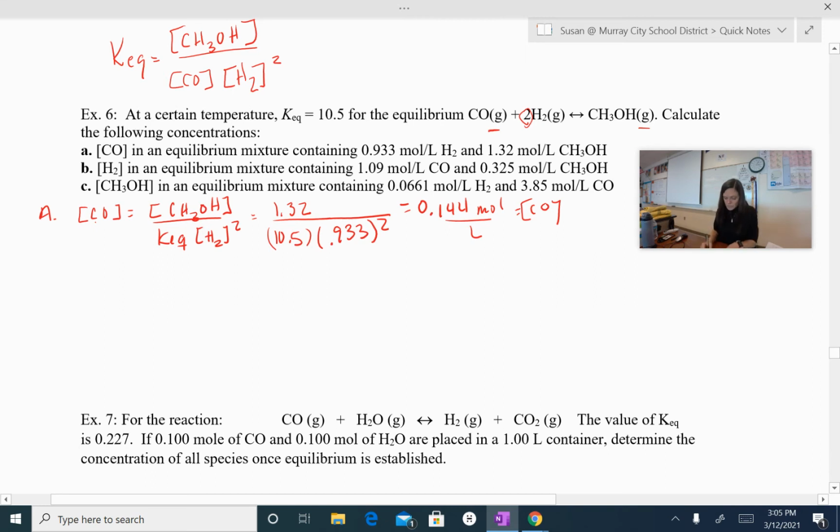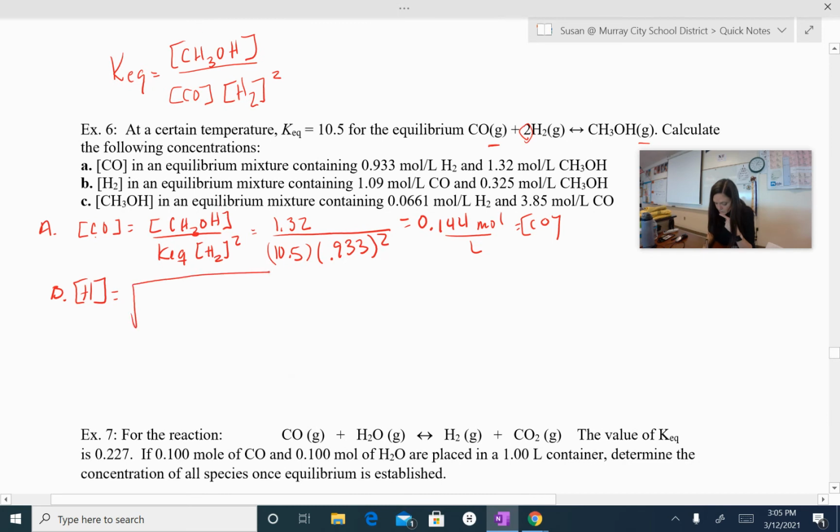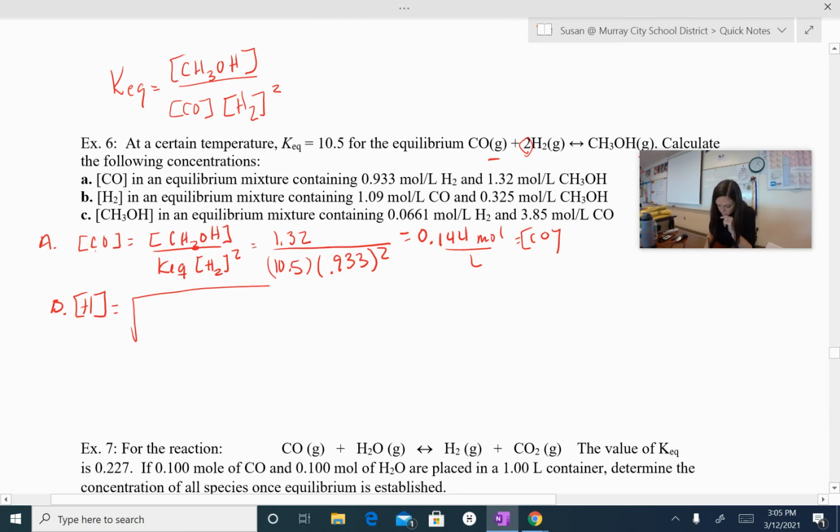Okay, let's do B really quick. So I want to look for hydrogen. My concentration of hydrogen is squared, so it would be the square root of this whole thing. So it would be the square root of my methanol concentration divided by my equilibrium constant and divided by my carbon monoxide concentration.